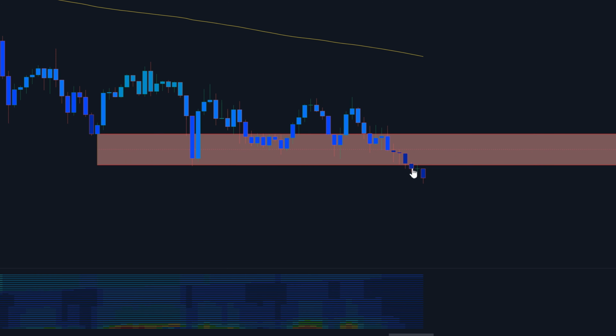If this candle is a bit too weak, well, you can even fast forward a few more candles, and as you can see, the price maintained its position under the level, which confirms that this is a valid breakout.